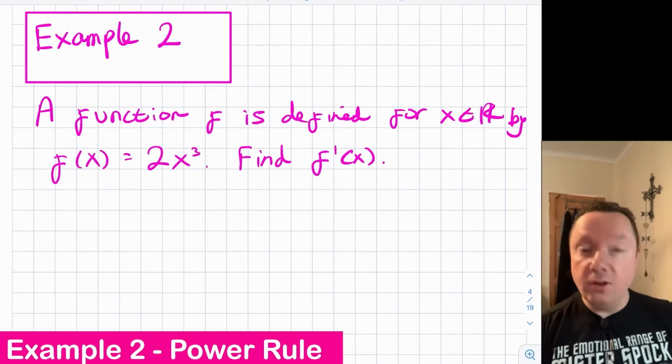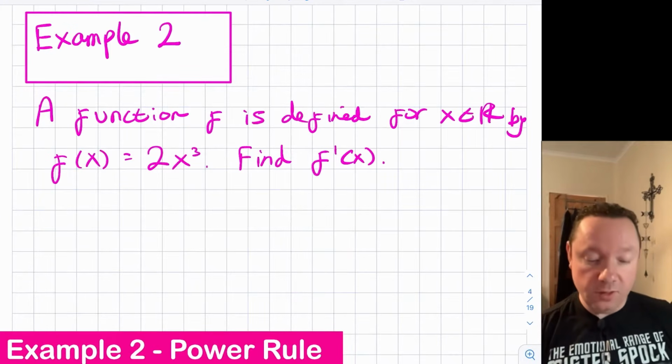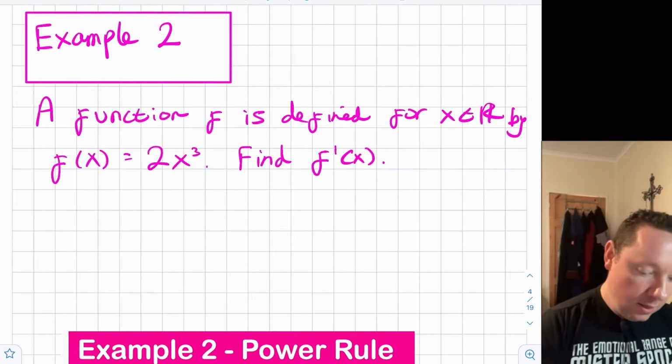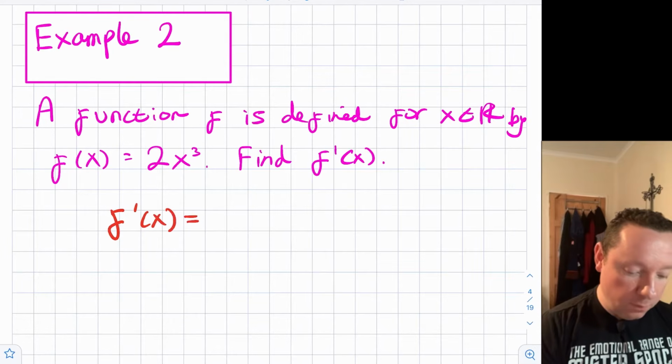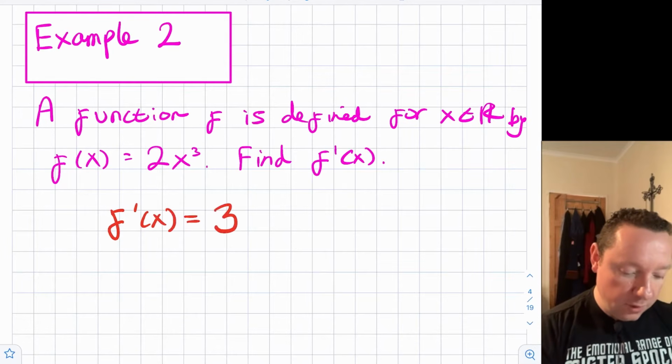Example 2 says a function is defined for x, a member of real numbers, by f of x is 2x cubed. Find f dash x. Slightly more complicated, building this up. So f dash x, well, 2 is just a number. So I take 3 down in front, but I need to then times by 2x.